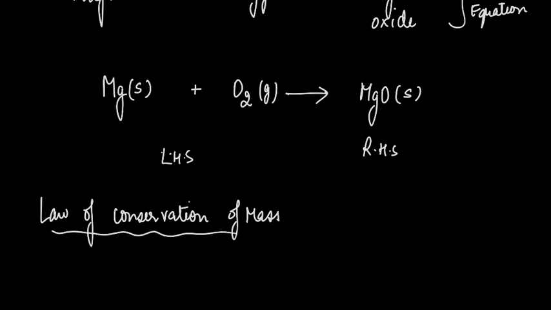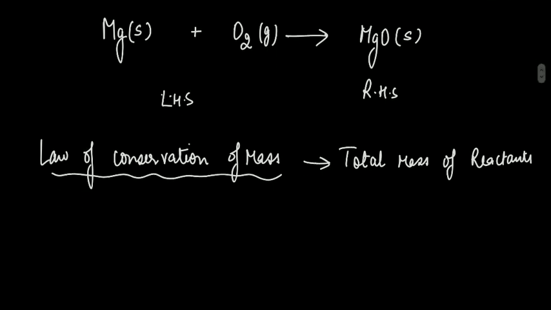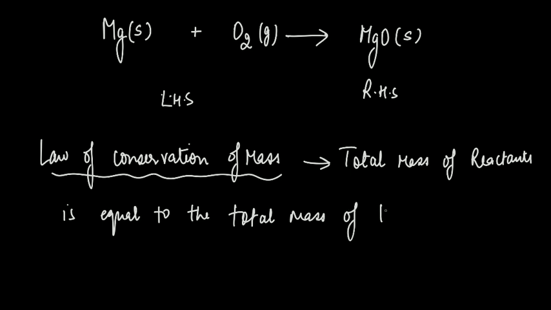So for balancing, we follow this law. It says the total mass of reactants is equal to the total mass of the products. So mass can be the same only if the number of atoms are the same on both sides. If the number of atoms are not the same, the total mass of the left hand side and the right hand side can never be equal to each other.